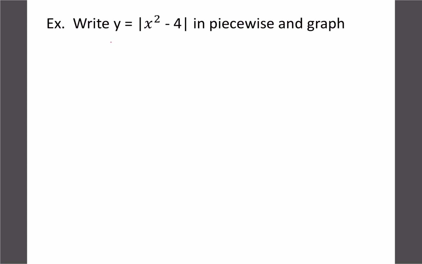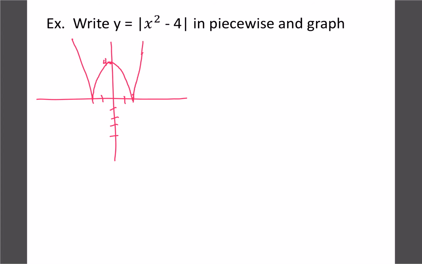So let's look at this one again. If we graph this one, we already did this one earlier, so we know our x-intercepts are at 2, negative 2, and our y-intercept would be at 4. So when we graph this one, we're going to go down, but instead of going down to negative 4, we're going to go up to positive 4 there, and then something like that.